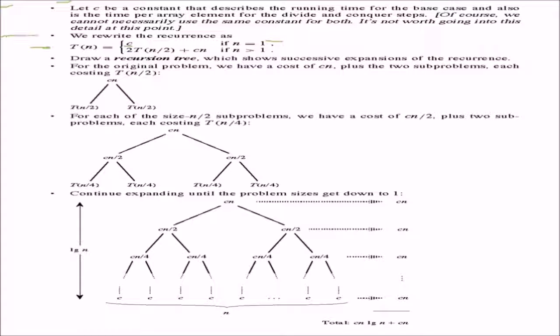So draw a recursion tree now. We draw a recursion tree which shows successive expansion of the recurrence. For the original problem, we have a cost cn, plus we subdivide it into two problems, each costing T(n/2). Again we replace this by cn/2 and cn/2, but we know that T(n/2) is nothing but T(n/4) and T(n/4). Again subdivided. And we subdivide it till the problem size gets down to 1. So we have 1, 1, 1, 1, which will again be c times n, since these are n elements. So at every level, the result is cn only.